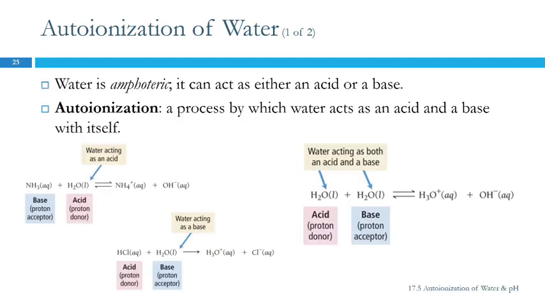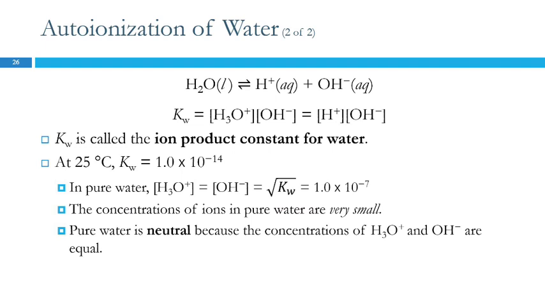So here we have this equation written with hydronium. And here, this is representing the same thing using H plus instead of hydronium. So we can also think of it as one water molecule losing a hydrogen ion, becoming hydroxide ion.